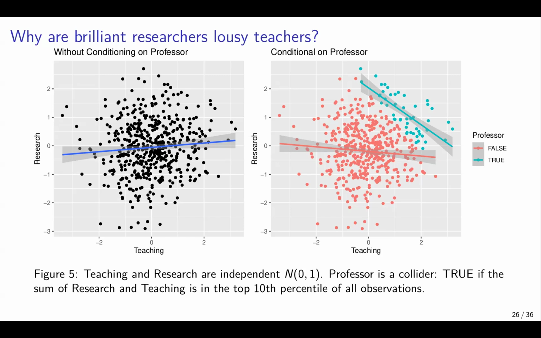So to indicate this, in the right-hand diagram, I have colored in all the professors in blue, and I have colored in all the non-professors in this sort of reddish color. So what do we see? Well, even though there is no relationship between teaching and research in the population, when I condition on being a professor, suddenly there is a negative relationship between teaching and research abilities. Why is that? Well, that's because being a professor is a collider.